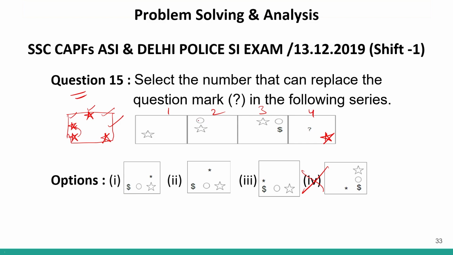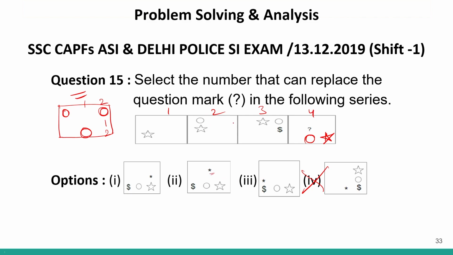Okay. Now let us look at the circle. This is the square. The circle is at this position in figure number 2. Then it moved to this position. So it moved 2 positions forward, 1 and 2. So now it will move 3 positions forward. So 1, 2 and 3. So the circle will be over here. It is same in all of them. Dollar sign is also same. So let us check for this sign.